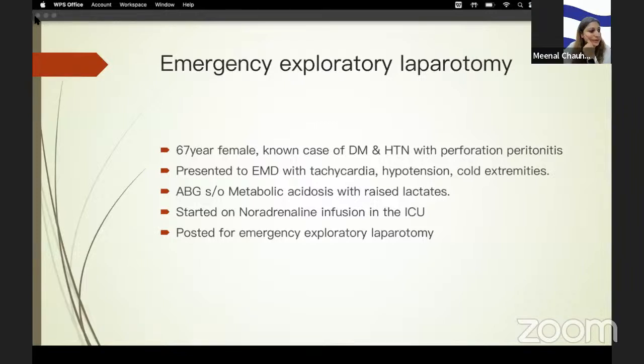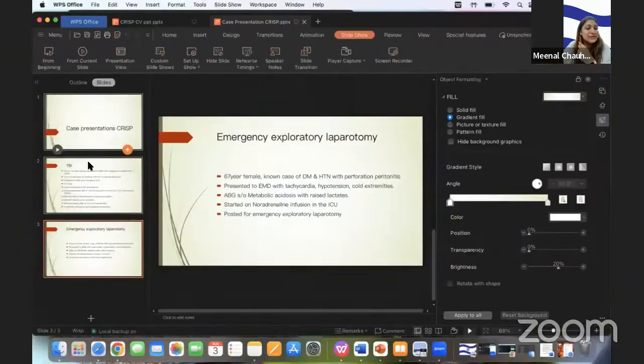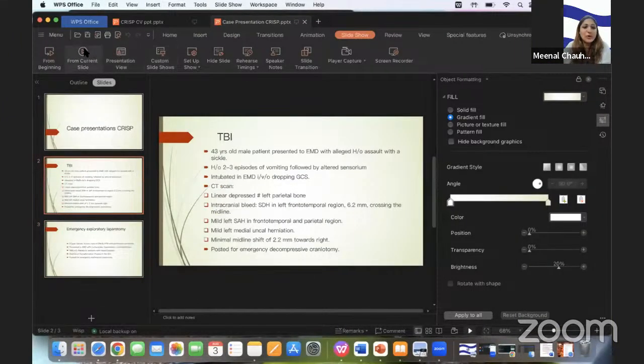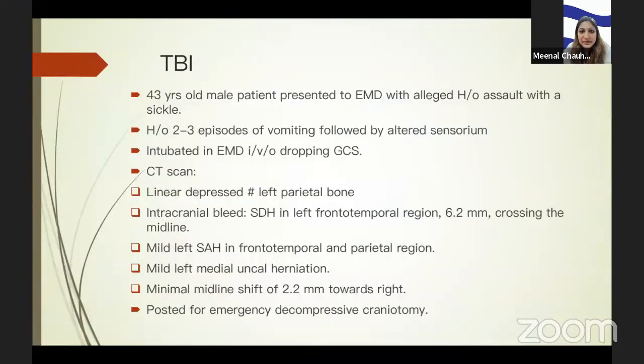Yes. So, ma'am, could you put up the first case? Dr. Naresh Anand, if you would like to talk about the first case, where there's a traumatic brain injury, and what perioperative fluid management you would like to use.